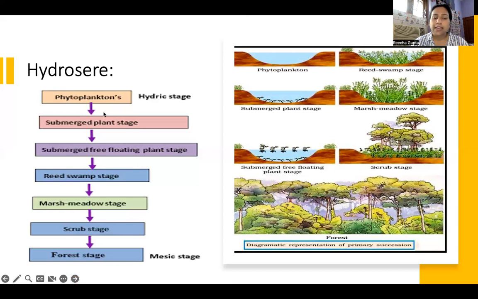Hydric stage is getting converted into the mesic or the moderate stage. In xerosere, we can say xeric stage is converting into mesic, and in hydrosere, hydric stage is converting into the mesic stage.